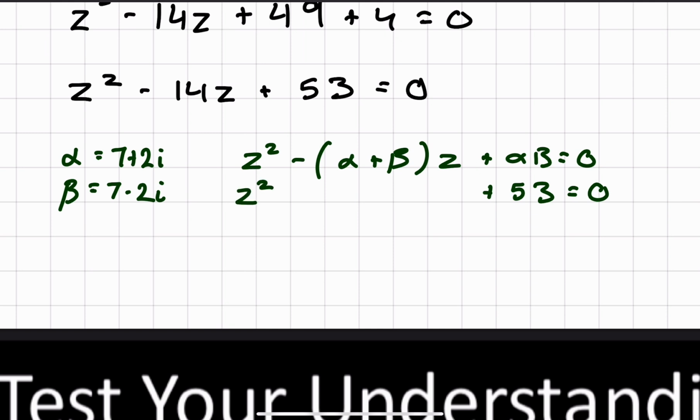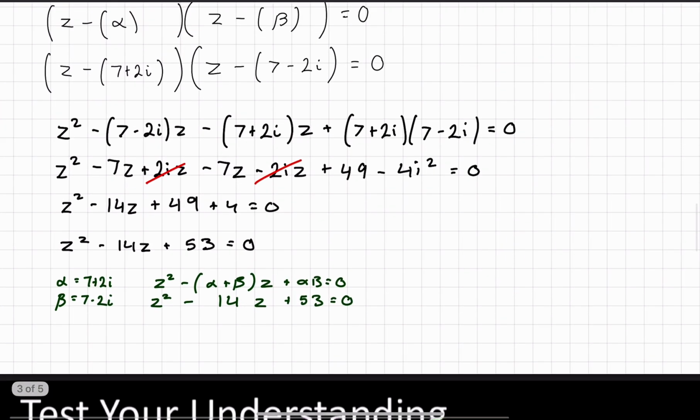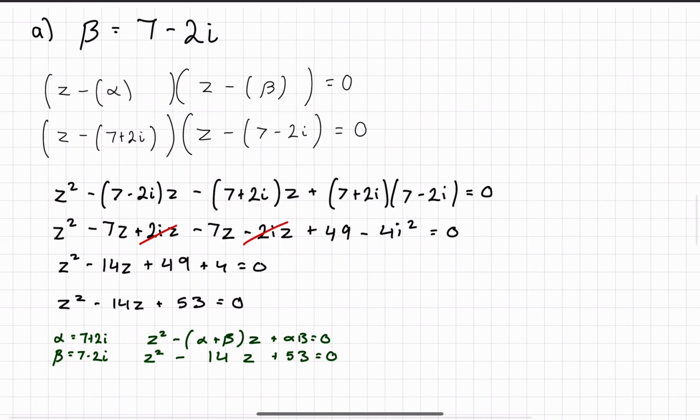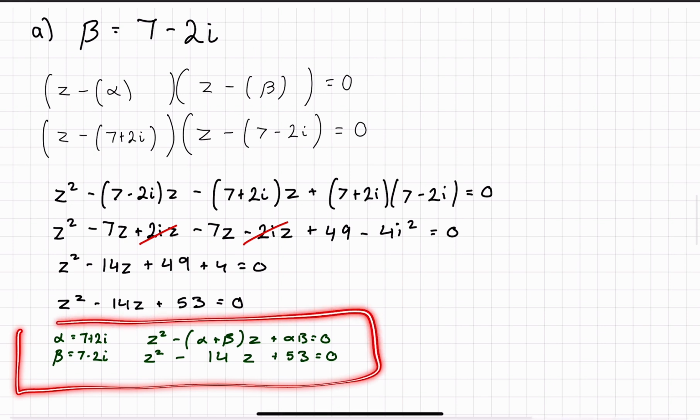Z squared. And then when we add them together, you're going to get 14. And there we are. So minus 14z. And that's a quick way. So good to know both ways, but with enough practice, you can just skip to that quicker method there.